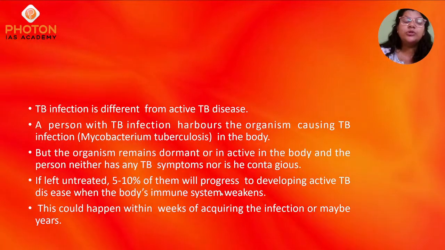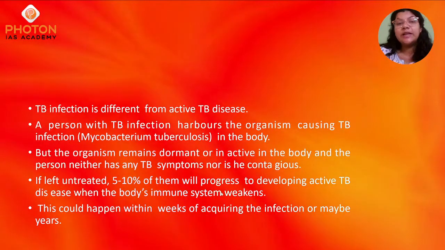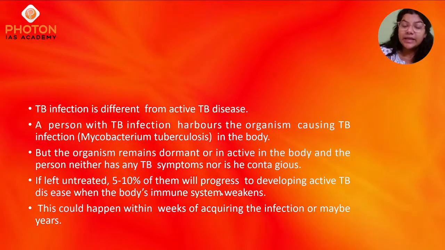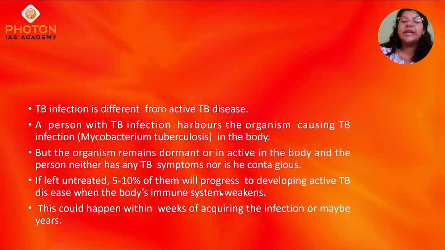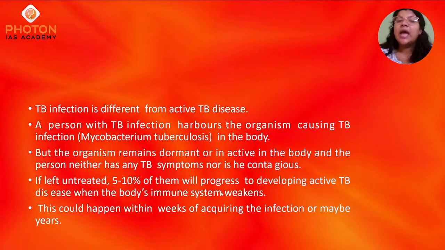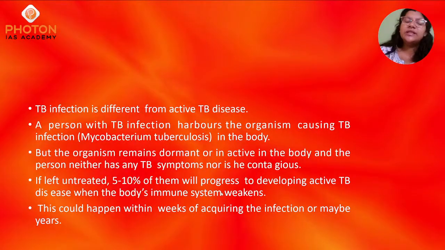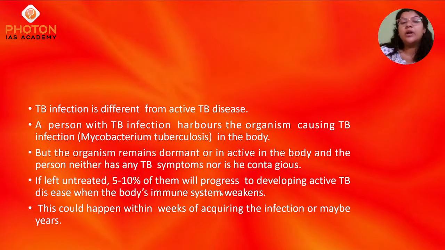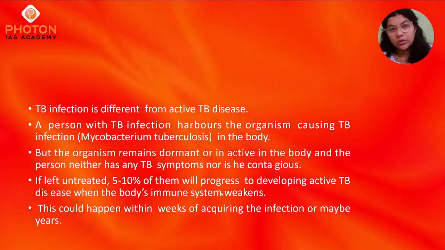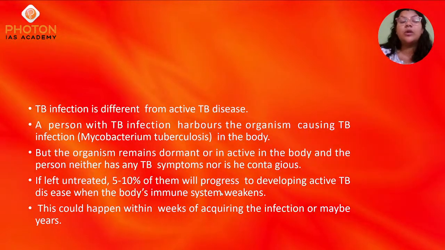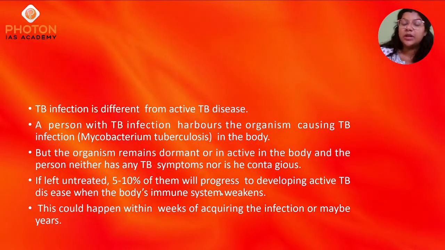But what happens most of the time is that the TB infection itself goes undetected, and this finally leads to the progression of active TB disease, and it can weaken the body's immune system. This can occur within weeks of acquiring this particular infection, or it can also occur within months or years of acquiring it.